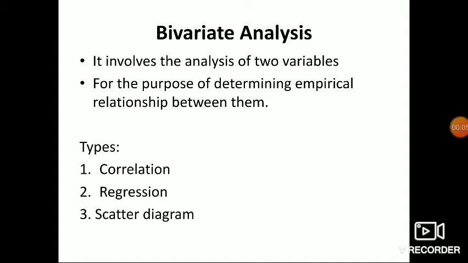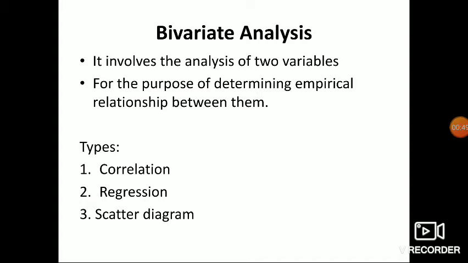Now we are going to see bivariate and multivariate analysis. Bivariate analysis involves analyzing two variables or factors for the purpose of determining the relationship between them. For example, A and B are two variables whose relationship you are going to measure. You can use bivariate analysis. There are different techniques or methods of bivariate analysis.